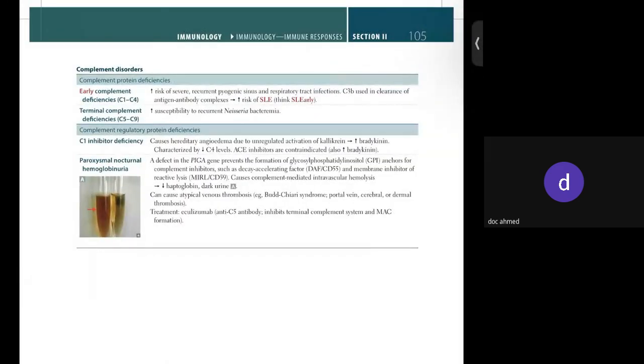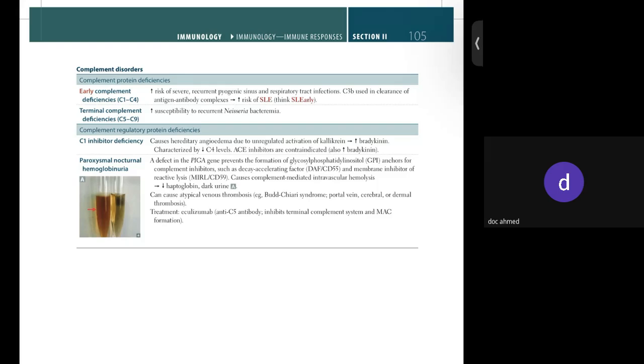Early complement deficiency: increased severe, recurrent pyogenic, sinus and respiratory tract infections. C3b is used in the clearance of antigen-antibody complexes. Now you know why C3b attracts your phagocytes. What was C3b doing? Opsonization. That's perfect. If you have terminal deficiency, there is increased susceptibility to Neisseria bacteria.